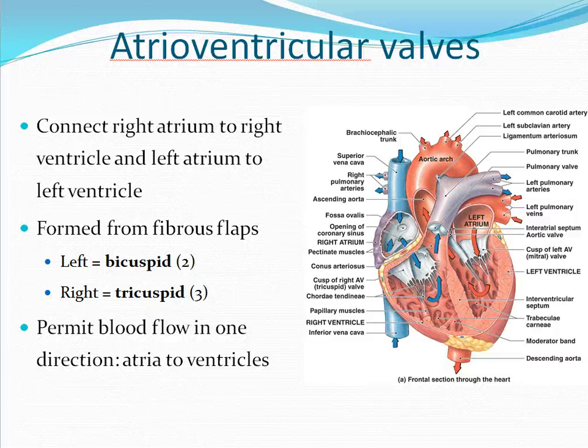The AV valves connect the right atrium to the right ventricle and the left atrium to the left ventricle. They are formed of fibrous flaps. The left AV valve is also known as the bicuspid valve or the mitral valve. It is called a bicuspid valve because it consists of two flaps. The right AV valve is known as the tricuspid valve. This consists of three flaps. These valves allow blood to flow in one direction from the atria to the ventricles, and they help to prevent regurgitation or backflow.